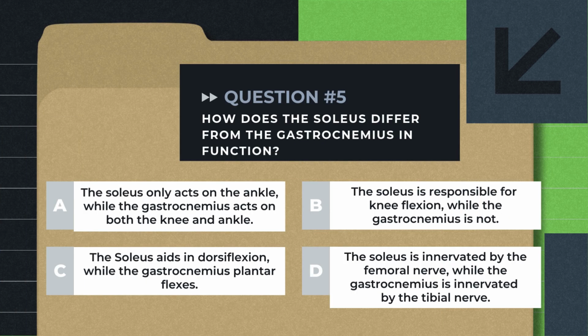How does the soleus differ from the gastrocnemius in function? A. The soleus only acts on the ankle, while the gastrocnemius acts on both the knee and ankle. B. The soleus is responsible for knee flexion, while the gastrocnemius is not. C. The soleus aids in dorsiflexion, while the gastrocnemius plantarflexes. D. The soleus is innervated by the femoral nerve, while the gastrocnemius is innervated by the tibial nerve.